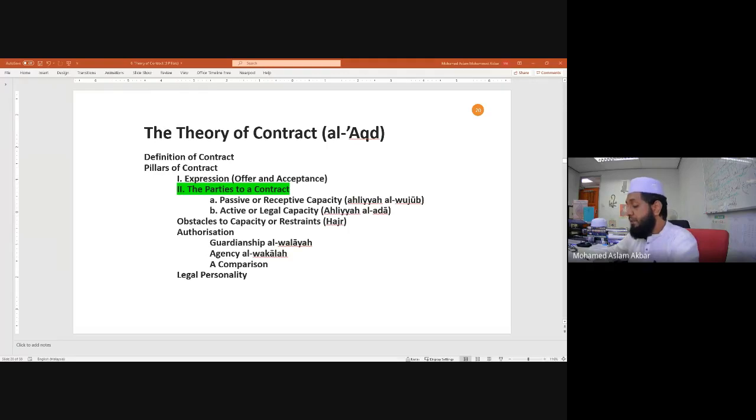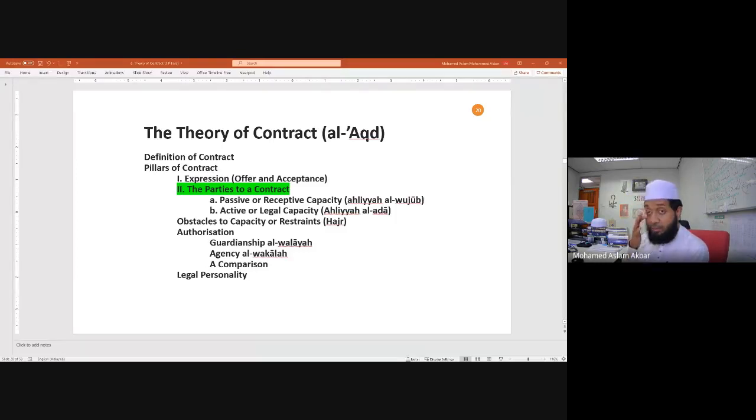We talked about the conditions of expression: clarity, conformity, continuity. This week we are moving into the second pillar. Of course, it is a big topic in the theory of contract, because the second pillar has many inner dimensions, meaning it has many aspects to talk about.